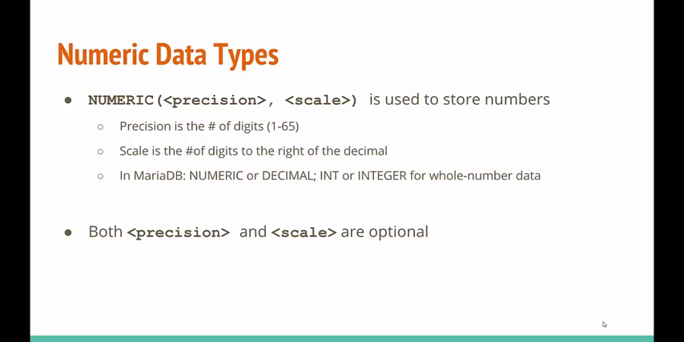Scale is the number of digits on the right of the decimal. Now please note, for those of you who may have had Comp Sci 101 or a related course in the past, when we talk about precision, we're often talking about the number of digits on the right of the decimal.